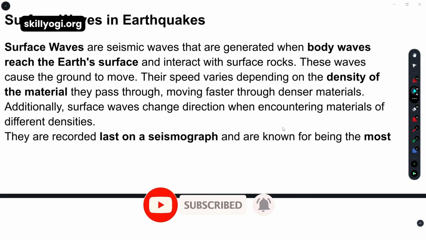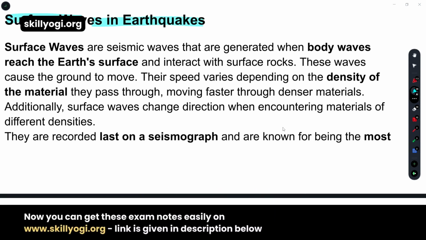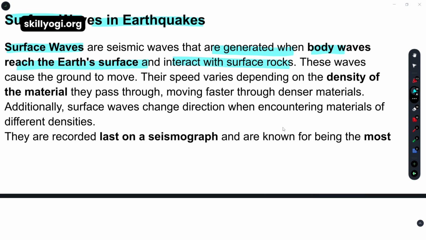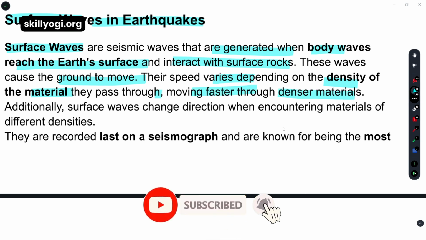Come to the next part, which is surface waves in the earthquake. Surface waves, what is it? It means it's not only going into the interior structure of the Earth; it is a seismic wave that generates when the body waves reach the Earth's surface. That's why the name is surface waves, and they interact with the surface rocks. So these waves can also cause the ground to move. Their speed varies depending on the density of the material they pass through, moving faster through denser materials.